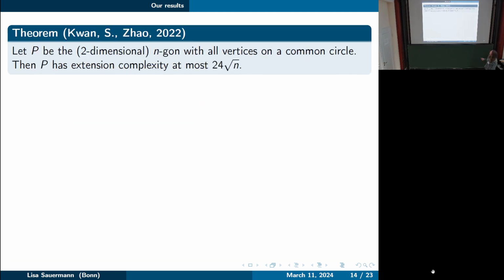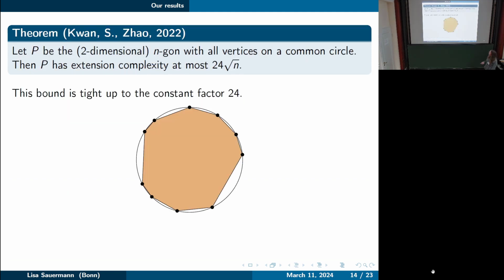Okay. So that was again this result. And this bound is actually also tight up to the constant factor 24. So here's a picture illustrating this. If you have n vertices on the sphere, then this gives an upper bound that the extension complexity is at most a constant times square root n, and square root n is also the right behavior.